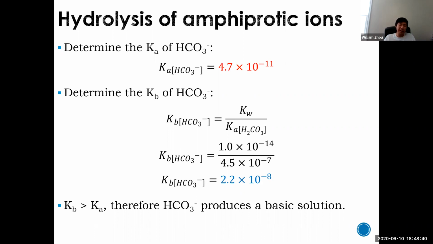When you have an amphoteric ion, you have to consider both situations. It could be an acid or a base. So which one is bigger, Ka or Kb? Then you will know.